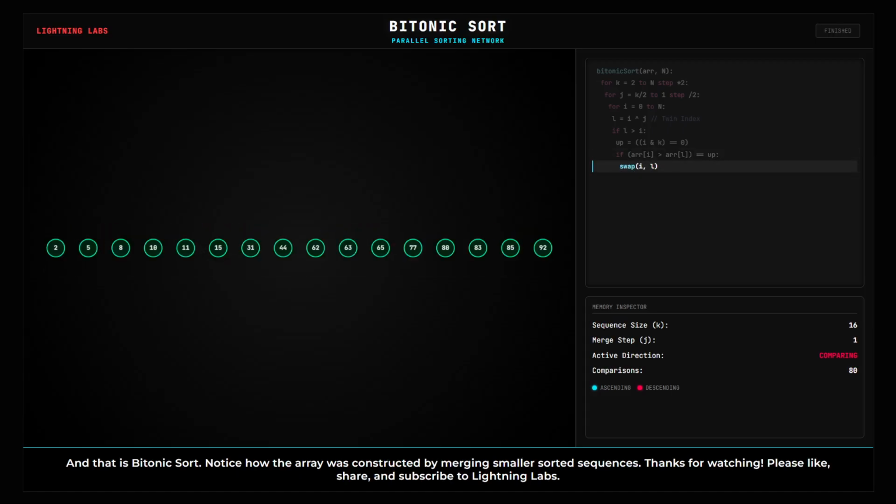And that is Bitonic Sort. Notice how the array was constructed by merging smaller sorted sequences.